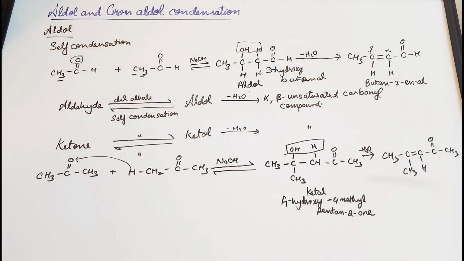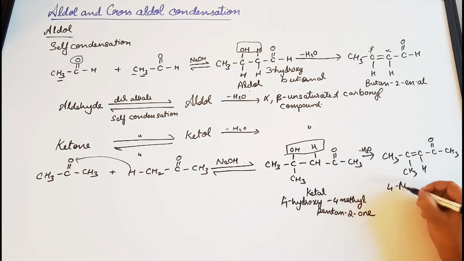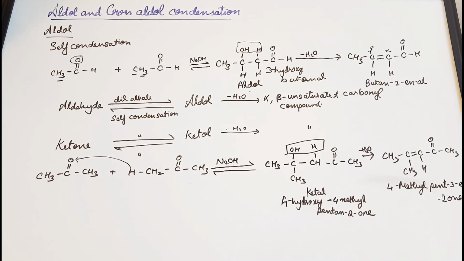And this compound's name, the product that we had gotten, is 4-methyl pent-3-ene-2-one. So that's about aldol condensation. So by the way, the name aldol is applicable for ketones as well. It's just that they didn't want to come up with a new one for ketones separately because it basically follows the same steps.